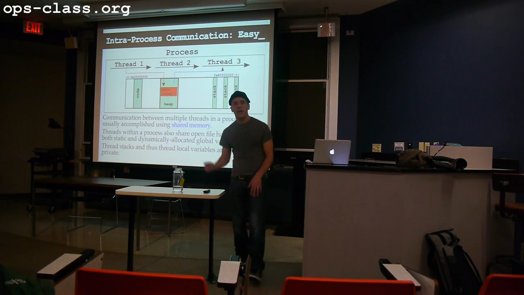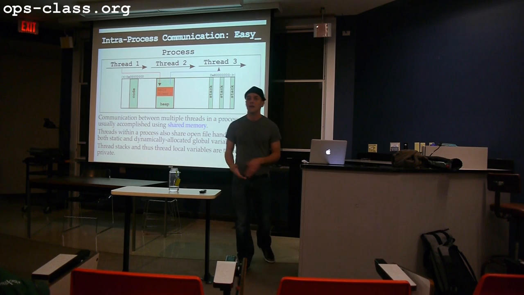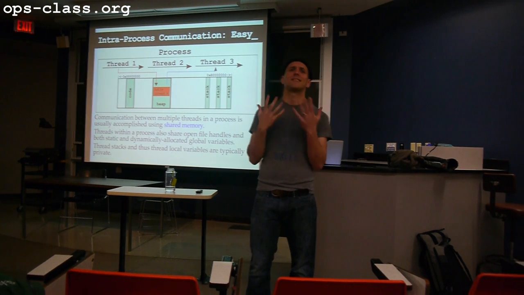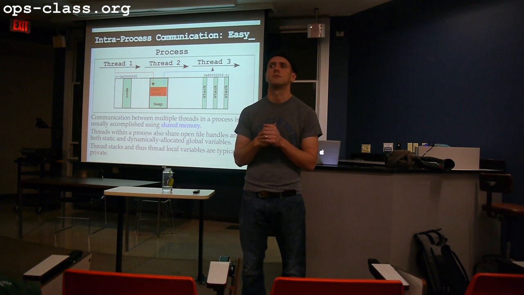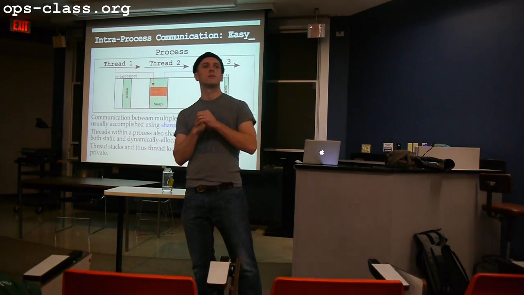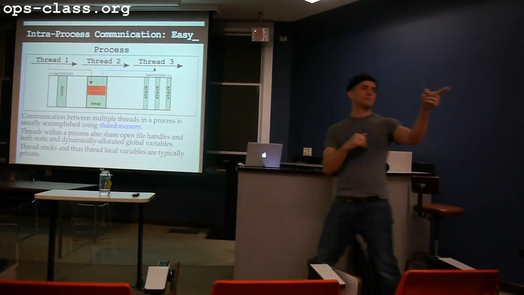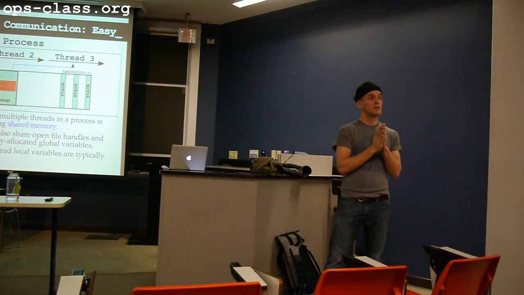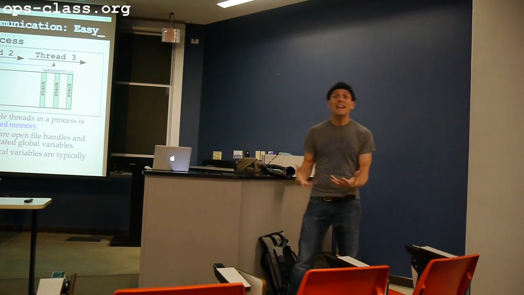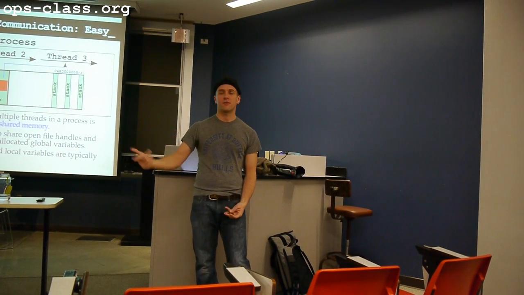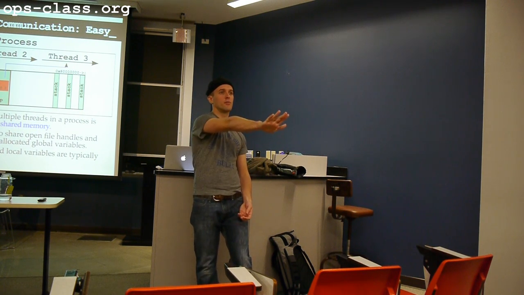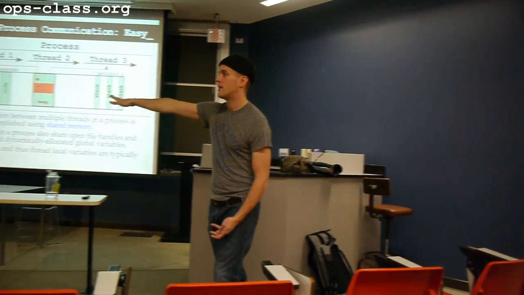All right, so communication within a process is pretty easy. If I have multiple threads, someone give me an example of a canonical multi-threaded application. Anybody have a guess? Maybe a CAD program? Anything that has an interface frequently will utilize multiple threads to do different things. You have one thread that's redrawing the screen, one thread that's waiting for user input, and another thread that's doing something in the background.